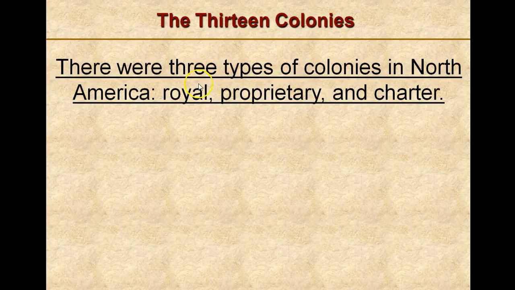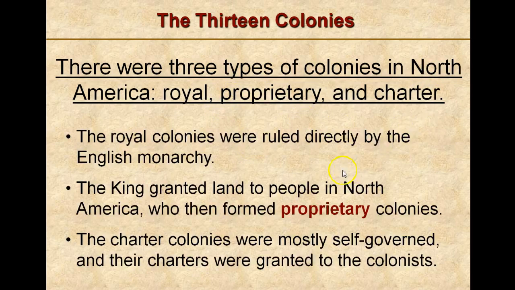So the 3 types of colonies that we found in North America at the time are royal, proprietary, and charter. And here are the differences in those. Royal colonies were ruled directly by the king. Now, the king himself would appoint someone to be in charge, a governor of the colony, but the decisions that were being made were all run through the king.